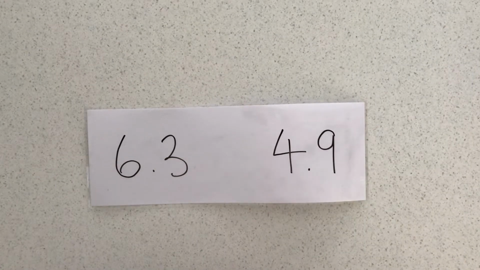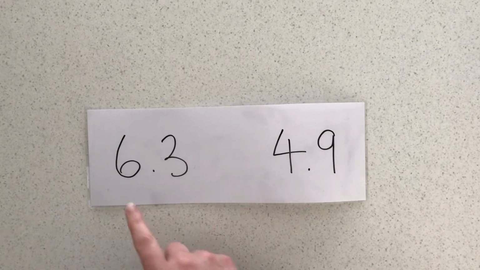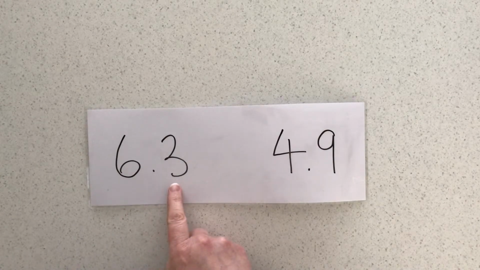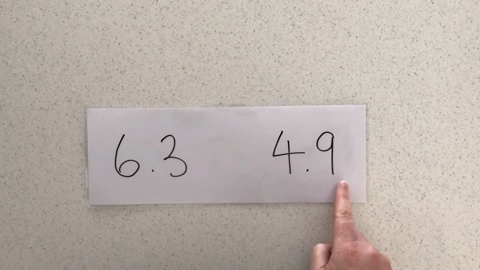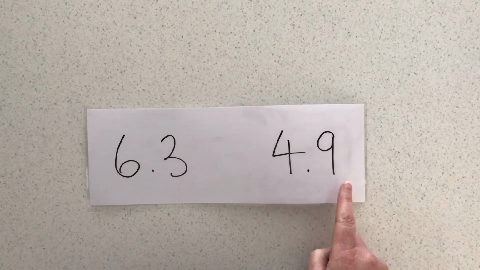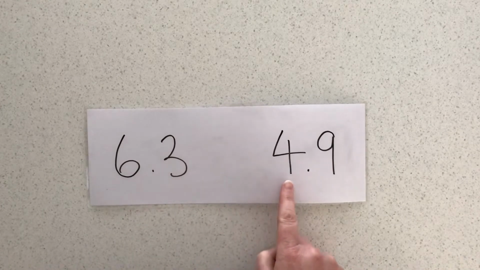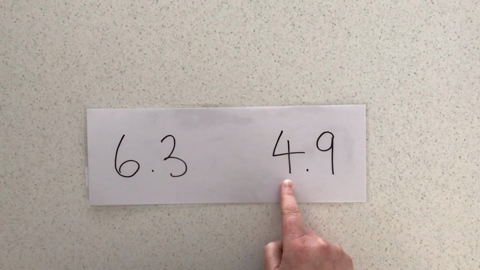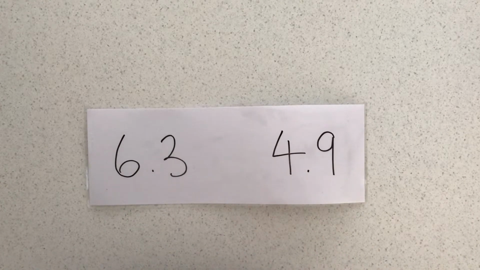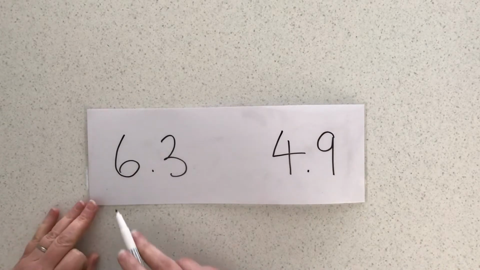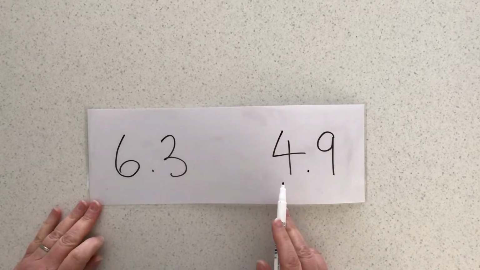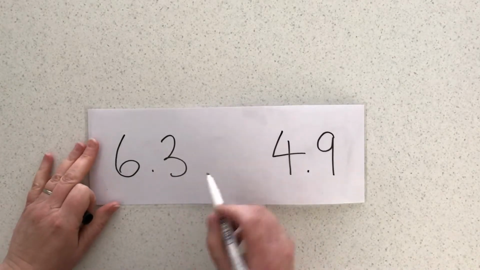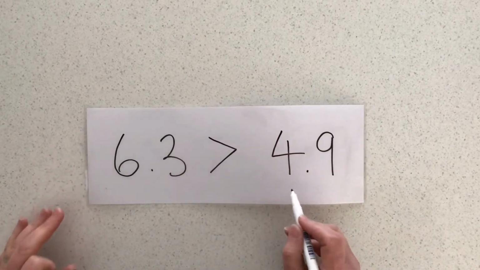To compare two numbers, we compare digits with the same place value, starting with the largest place value digit. 6.3 and 4.9. The ones digit has the greatest value, so we can compare the ones digits. 6 is greater than 4, so 6.3 is greater than 4.9.